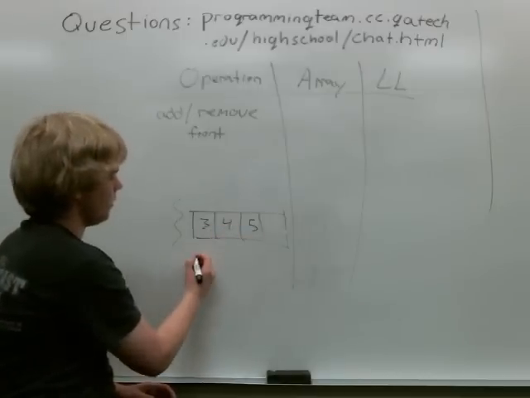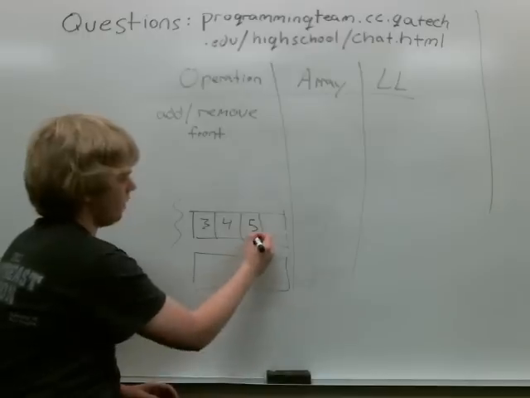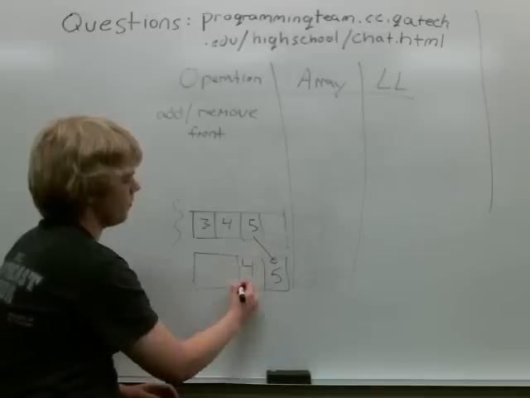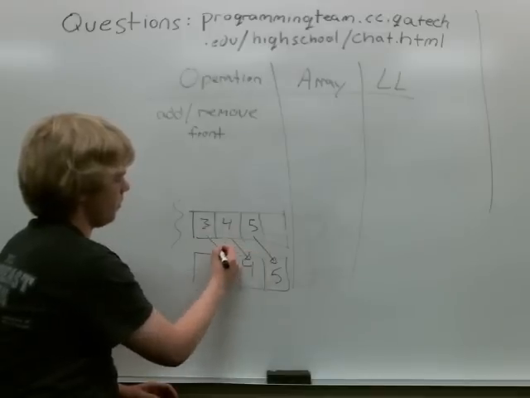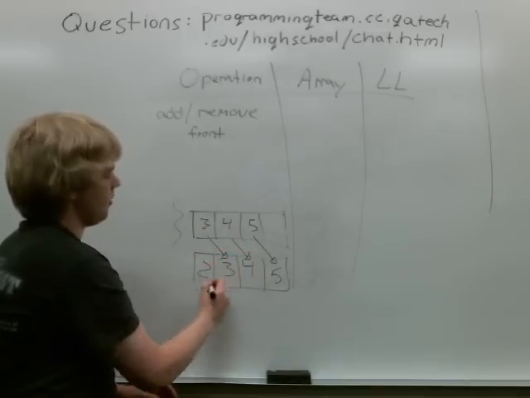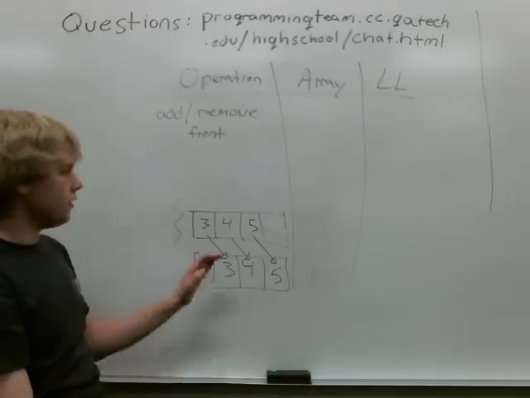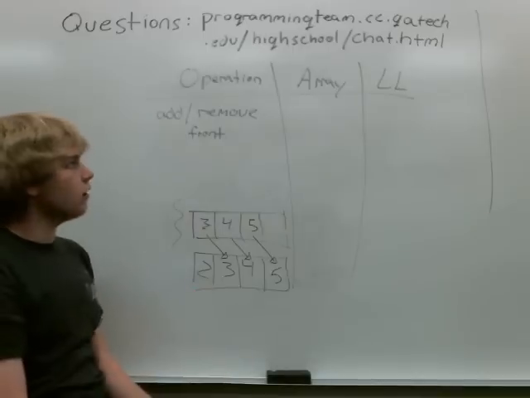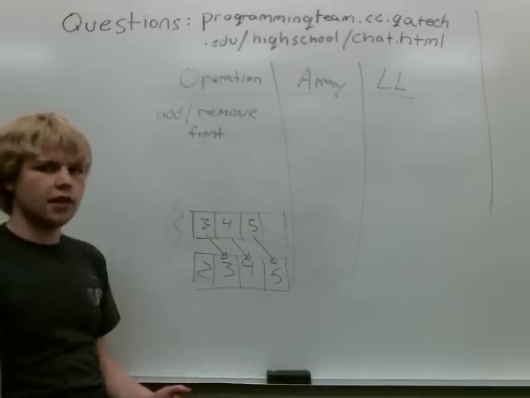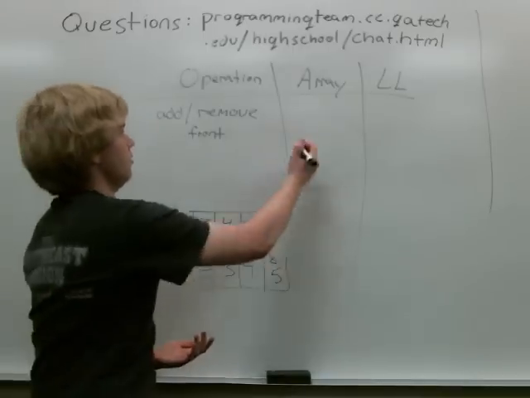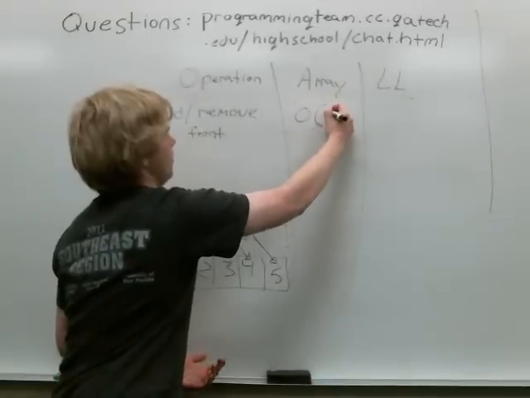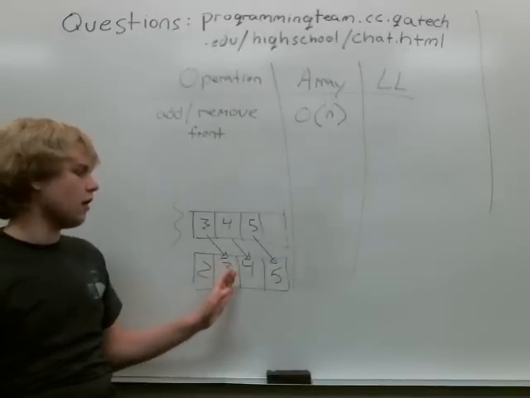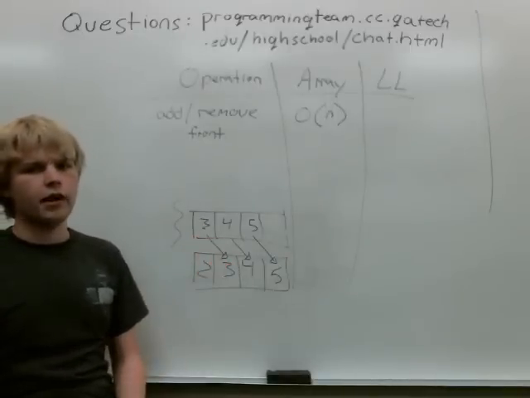So each of these elements would have to shift over. The 5 is going to move down here. 4 will move down here. The 3 gets shifted over. And then we can add the 2 right here. So as you can see, we had to look at each element, even though we just wanted to add one thing to the front. So running time-wise, that's linear versus constant. If you're familiar with big O notation, this is O of n, which means you could potentially have to look at all n elements that are in your array.